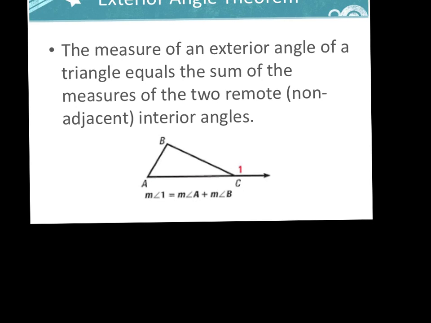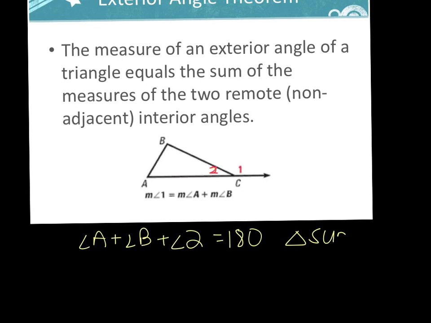So we want to prove that angle 1 equals the sum of the measures of angle A and angle B. And we don't have to be given anything but a diagram. Okay? So what could you tell me about these angles? They add up to 180 degrees, so I could say angle A plus angle B plus, we're going to call this angle 2, because technically C is now shared by both angles. Angle 2 equals 180 degrees, and what would that be called? Triangle sum theorem.